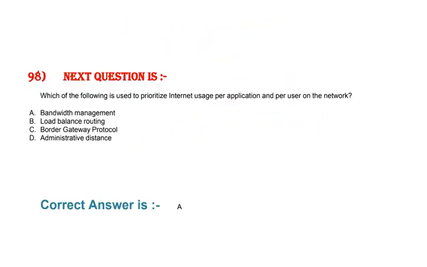Our question is, which of the following is used to prioritize internet uses per application and per user on the network? Option A, bandwidth management. Option B, load balancing routing. Option C, border gateway protocol. Option D, administrative distance. Correct answer is option A.